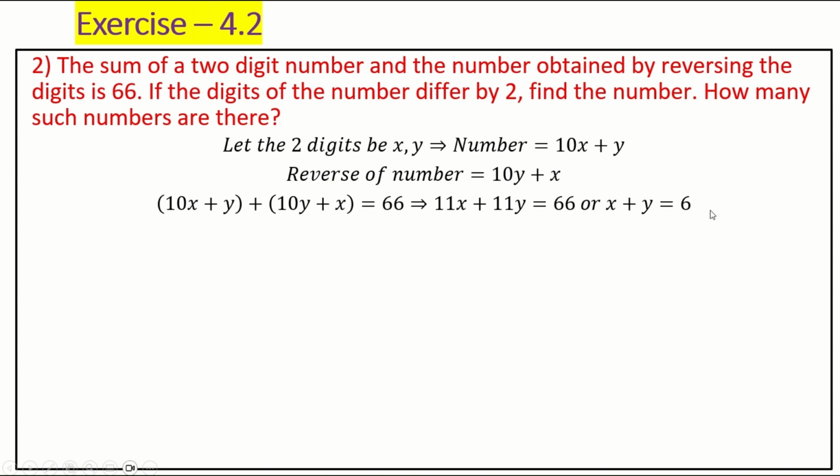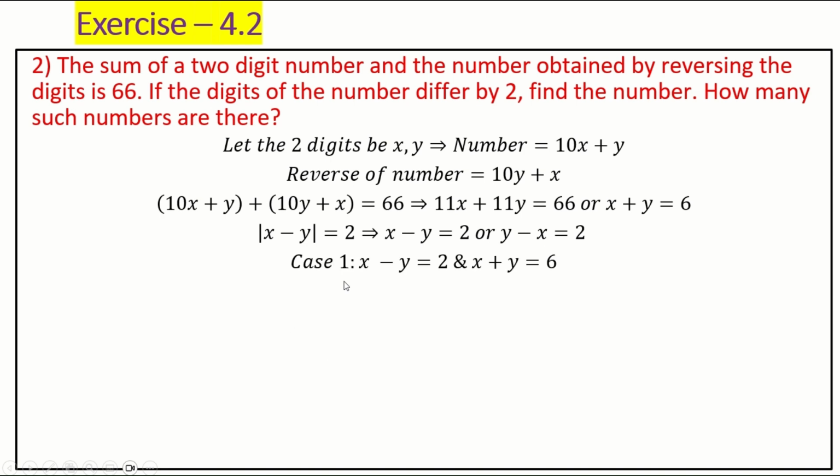This is your first equation. The second equation is that they differ by 2. That means the absolute value of x minus y is equal to 2, which means either x minus y equal to 2 or y minus x equal to 2. Both are possible. Now take case 1, x minus y equal to 2, and x plus y is 6. This first equation is the same for both.